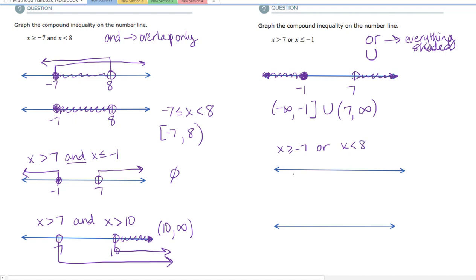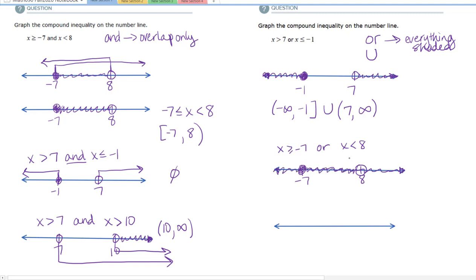So what would that look like? So here's our -7, here's our 8. And remember for or, we don't care about overlap, so I'm just going to shade right on the line instead of doing all this business. So greater than or equal to -7, close the circle, and then we're going to go to the right. Less than 8, open circle, go to the left.